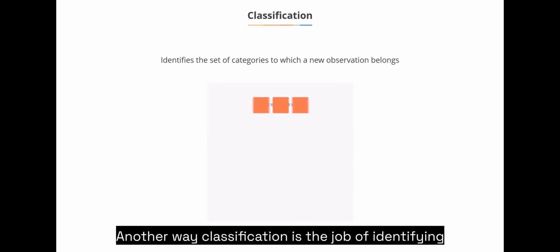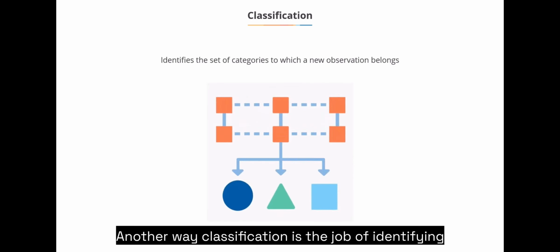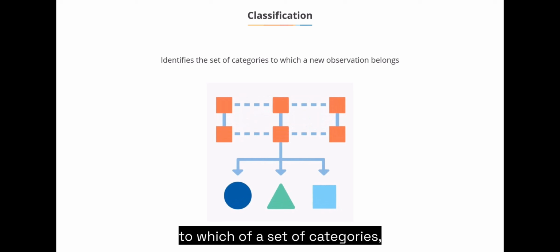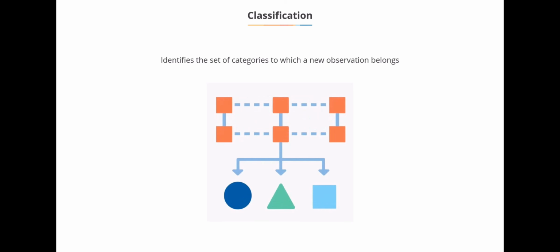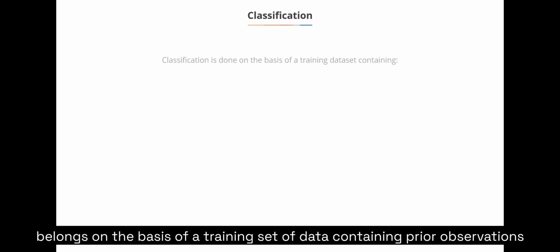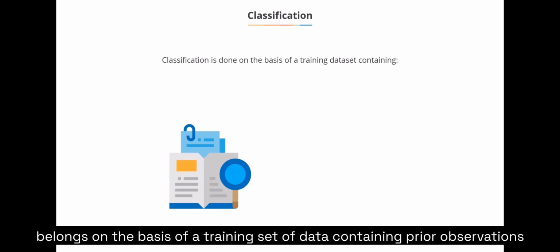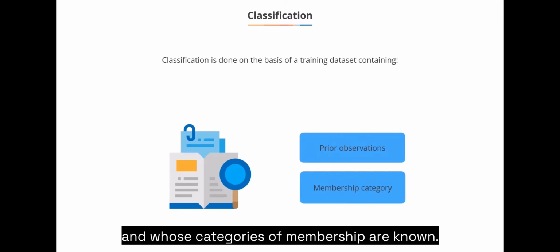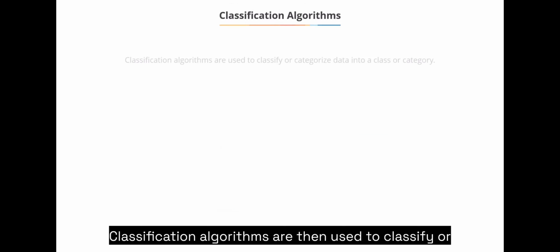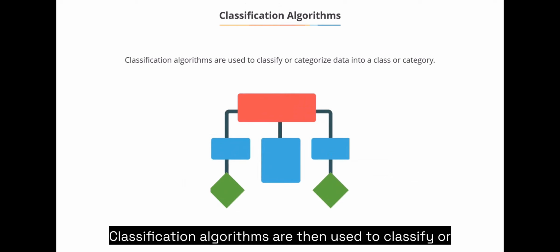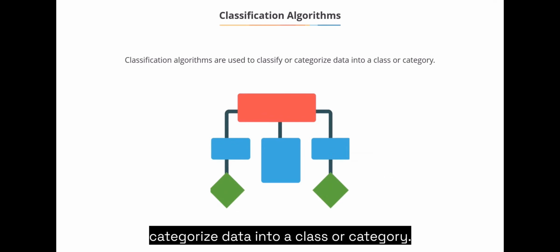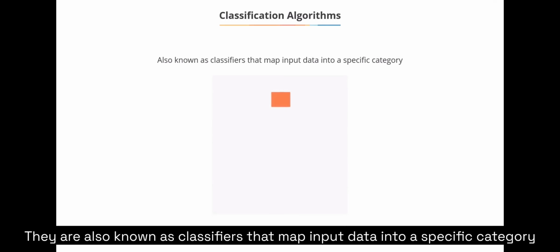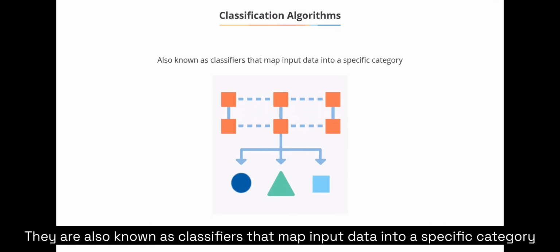Stated another way, classification is the job of identifying to which of a set of categories, subpopulations, a new observation belongs on the basis of a training set of data containing prior observations and whose categories of membership are known. Classification algorithms are then used to classify or categorize data into a class or category. They are also known as classifiers that map input data into a specific category.